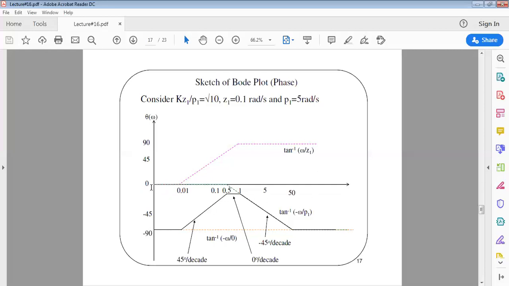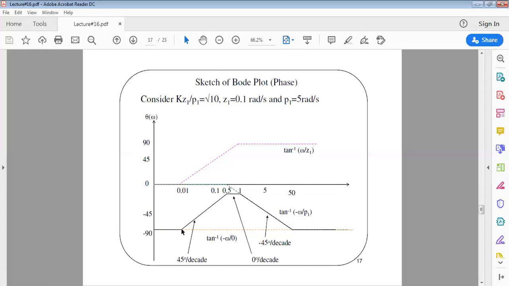Okay, so we know that the starting point of this phase plot should be at negative 90 degrees because somehow it is similar to the concept of amplitude shifting. We have a constant of negative 90 degrees. So we are going to start here, at negative 90. We are going to have a constant value up to 0.01.